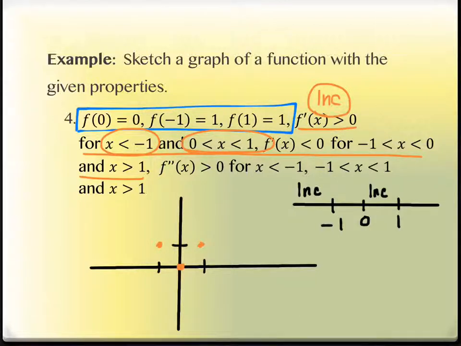And then the last piece of information that's underlined in orange says that the first derivative is negative when x is between negative 1 and 0 and then after 1. So what does a negative first derivative tell you? It's decreasing. So my graph needs to be increasing, decreasing, increasing, decreasing.